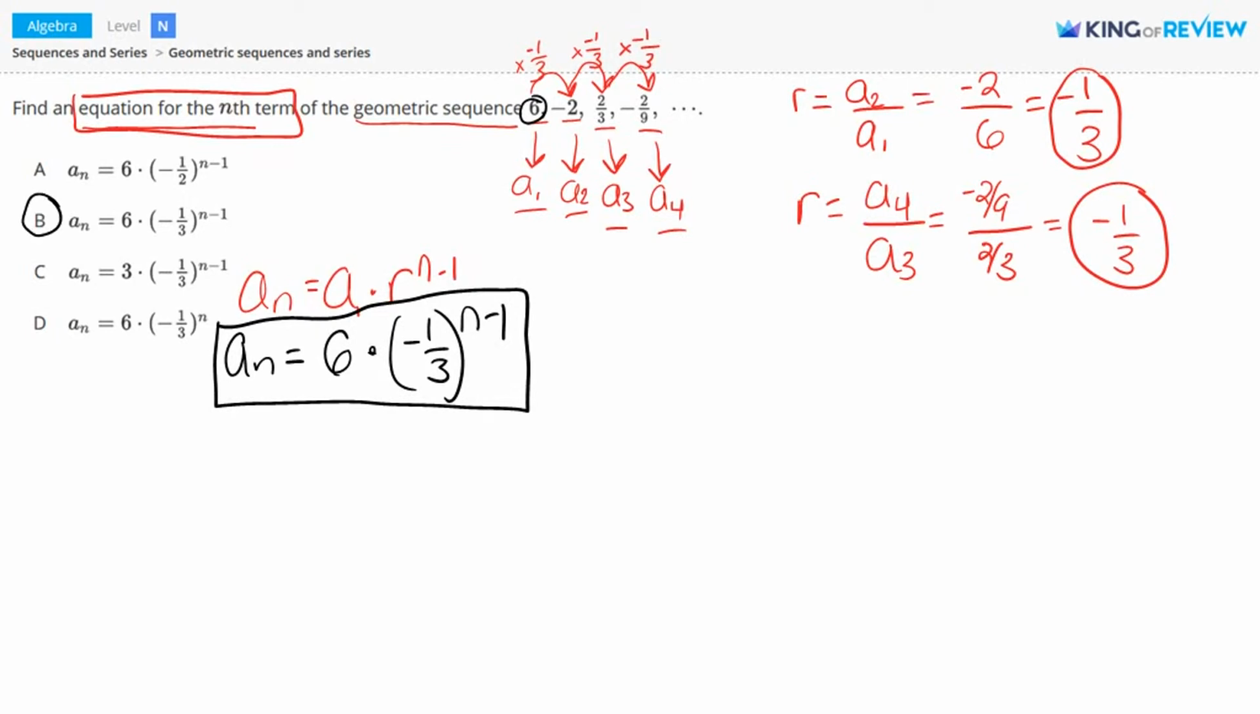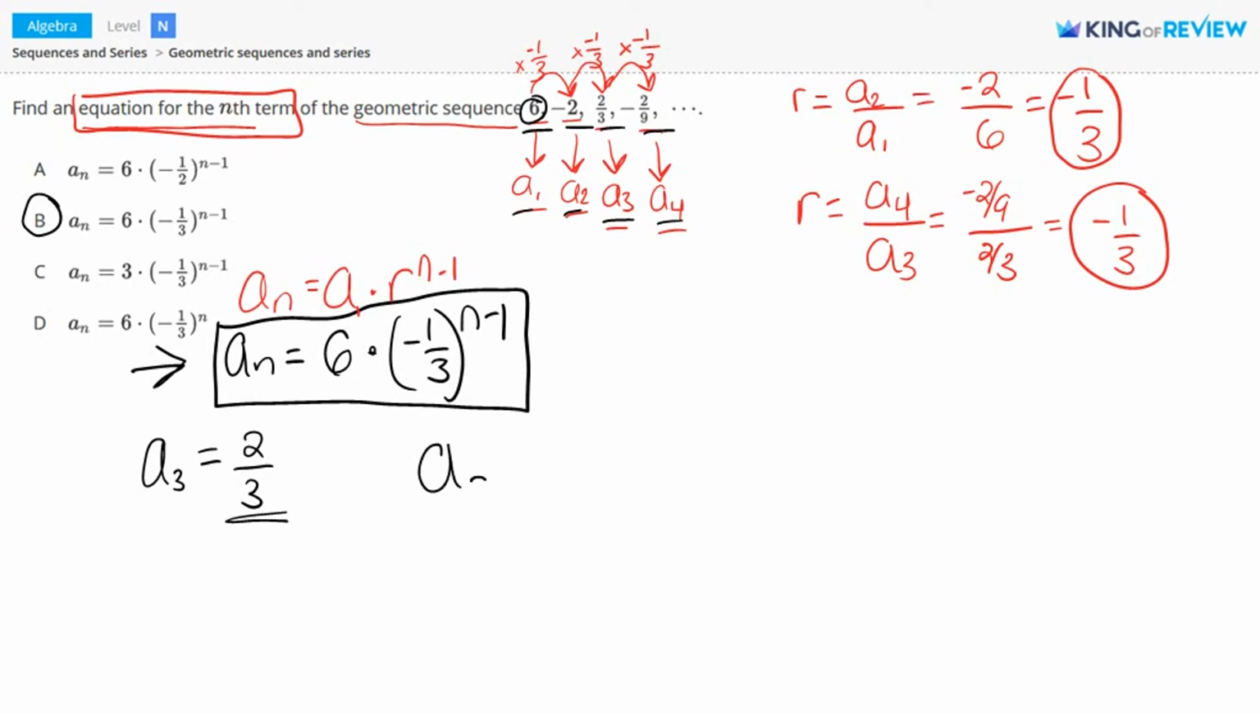Now, a good thing to do after you've found the rule or the equation for the nth term is to test it to make sure it's correct. We have various terms here and their values. So we can plug in one of these terms and its value into this equation and see if it's correct. So let's choose the third term. The third term, or A3, is equal to 2/3. Let's plug this information into our equation and see if we get 2/3 for the answer.